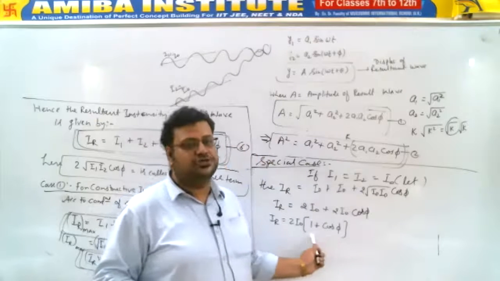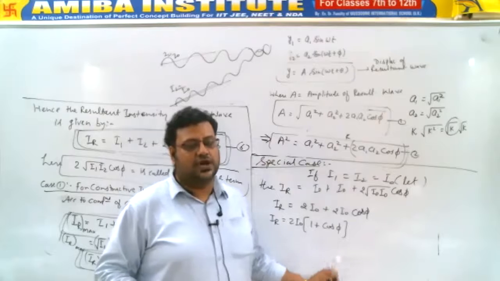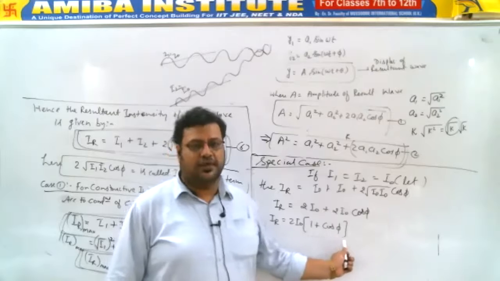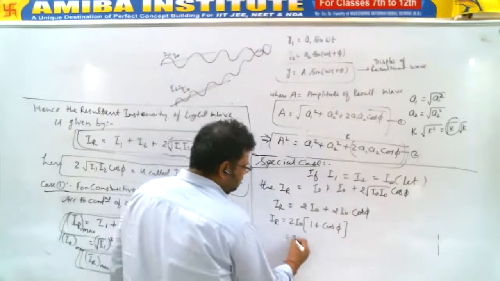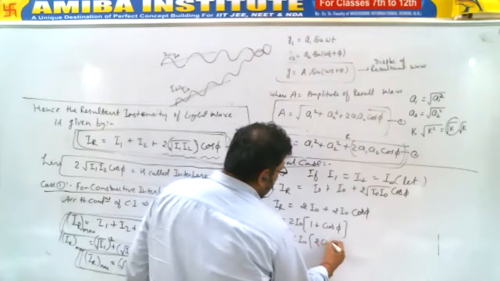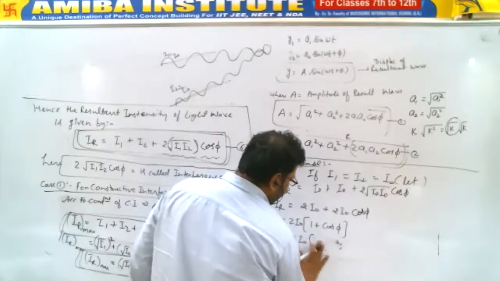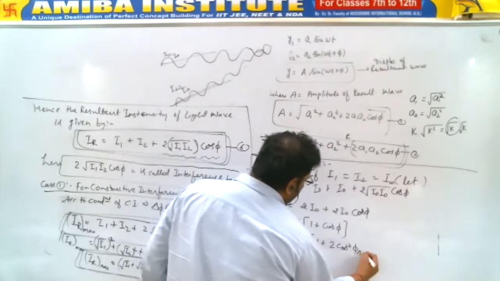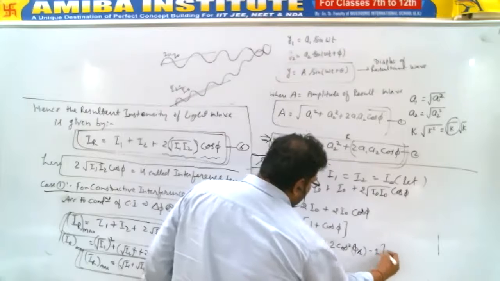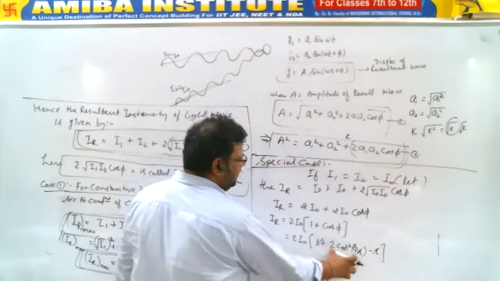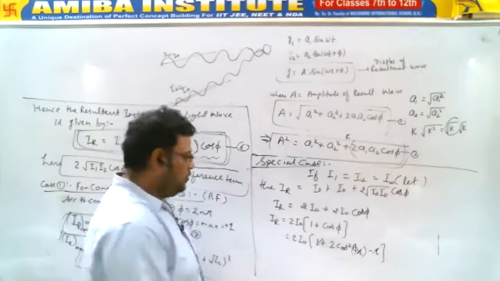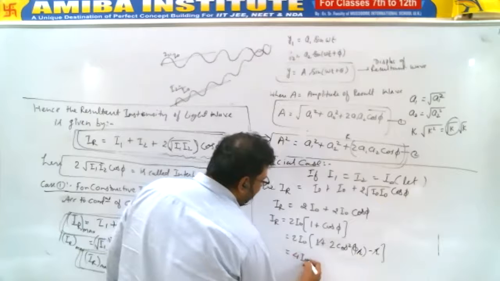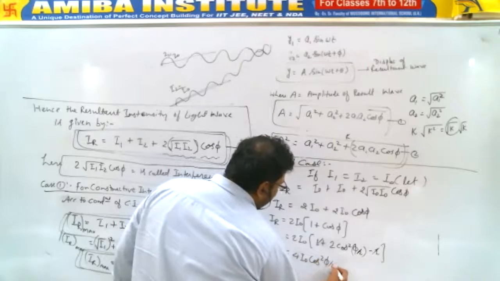So which formula should I use here so that 1 will be cancelled out? 2 cos square theta by 2 minus 1, right? So 2 I naught, and 1 plus 2 cos square phi by 2 minus 1. The 1 and 1 get cancelled and I am getting only 2 cos square phi by 2 multiplied by 2 I naught. What is the final result? 4 I naught cos square phi by 2.